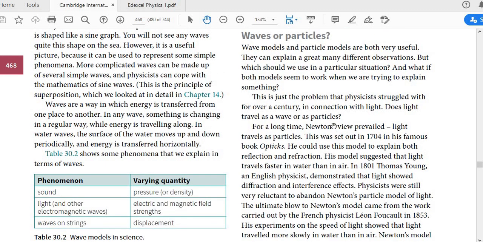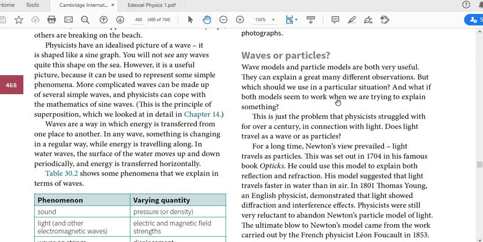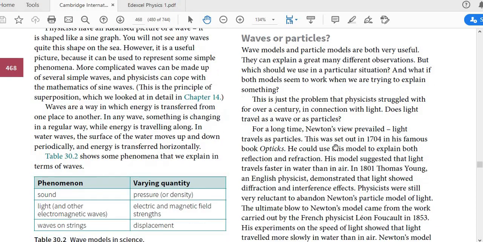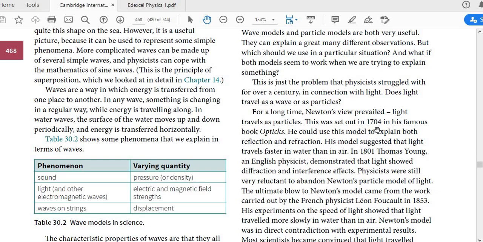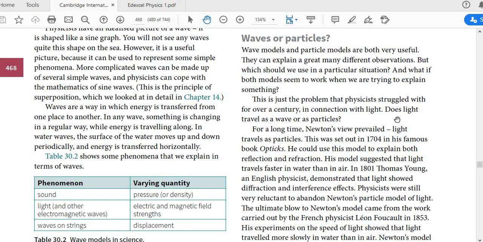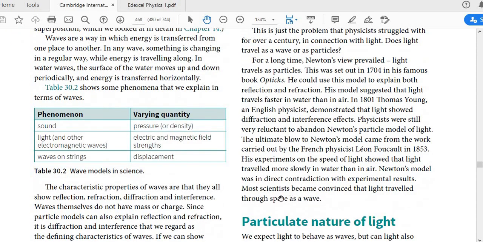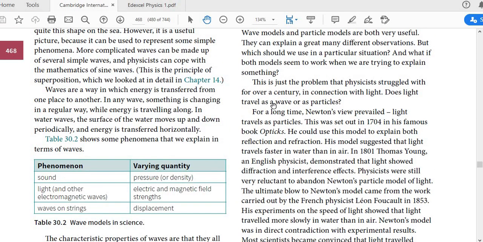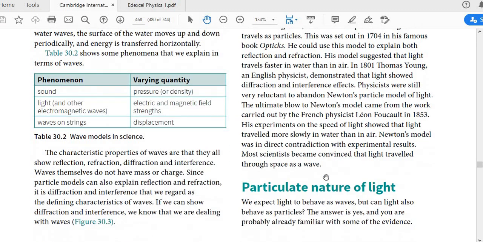Then again about wave-particle duality, we will see some details here. Generally they won't test you on this part. This is about the history, explaining what happened. Does light travel as a wave or as a particle? Most scientists became convinced that light travels through space as a wave. So this is about the history. You won't be tested on this.